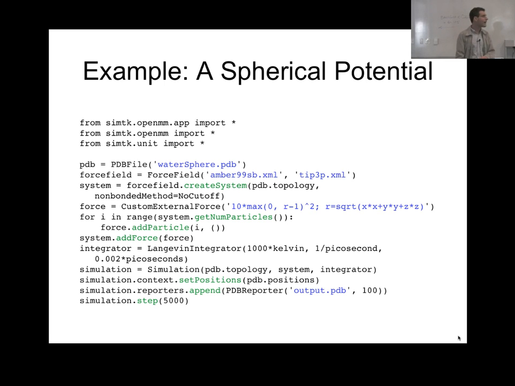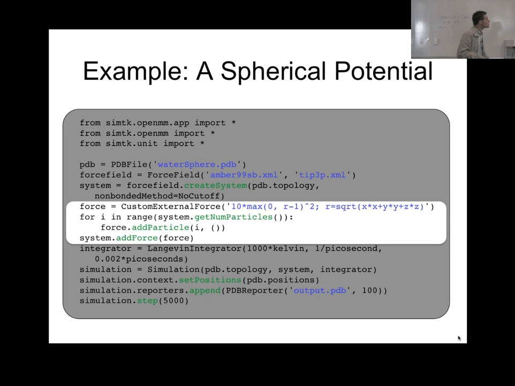So let's take a look at a concrete example. This is a spherical potential, simulating a sphere of water. We want this water to be contained inside a harmonic potential. So it's flat out to a certain radius and then gives a harmonic potential beyond that so that your water can't drift away. This script is almost identical to the ones that you've seen before. The only difference is these 4 lines right here in the middle, where we create a custom external force.